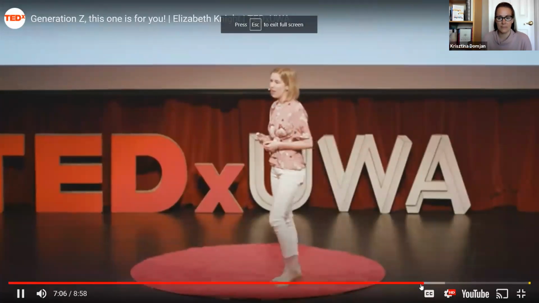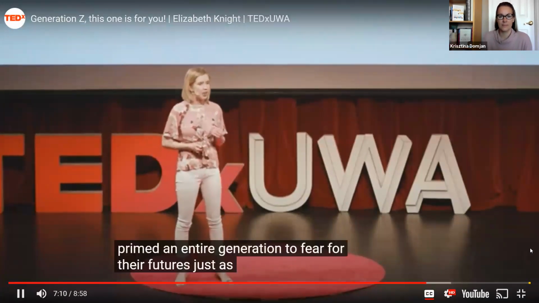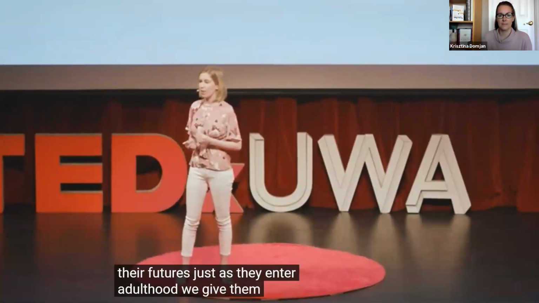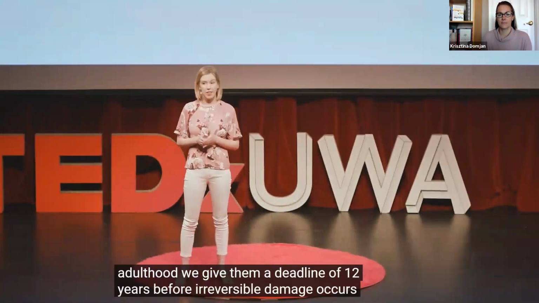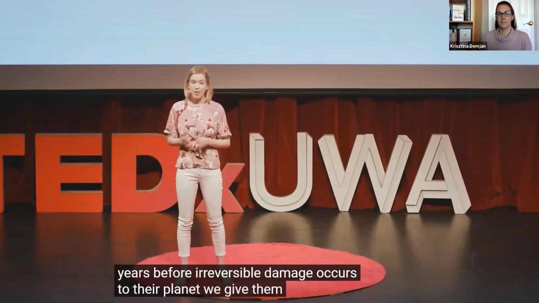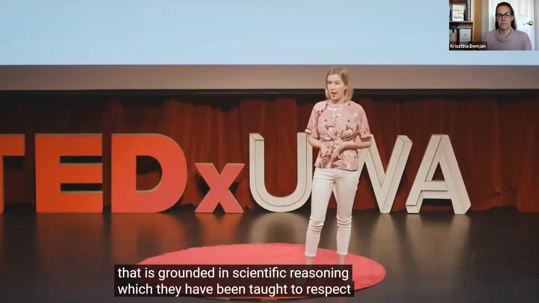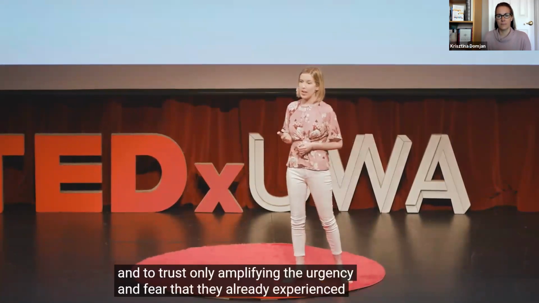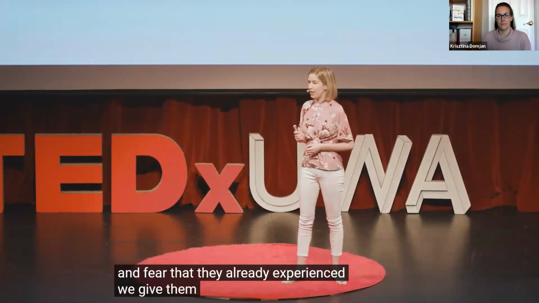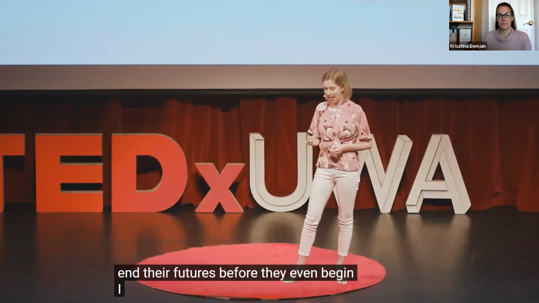I believe that we have primed an entire generation to fear for their futures. Just as they enter adulthood, we give them a deadline of 12 years before irreversible damage occurs to their planet. We give them a deadline that is grounded in scientific reasoning, which they have been taught to respect and to trust, only amplifying the urgency and fear that they already experience. We give them a deadline that promises to end their futures before they even begin.